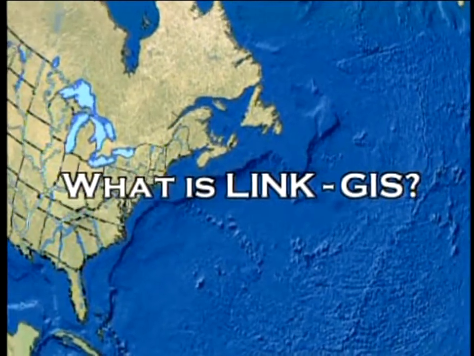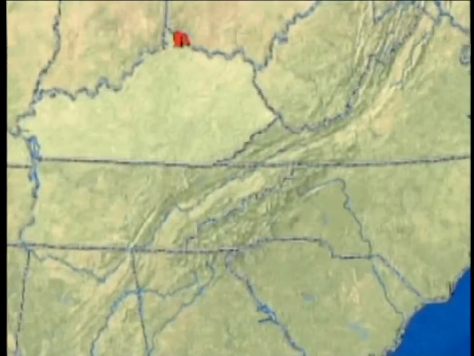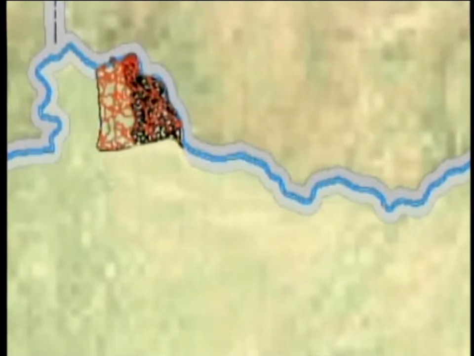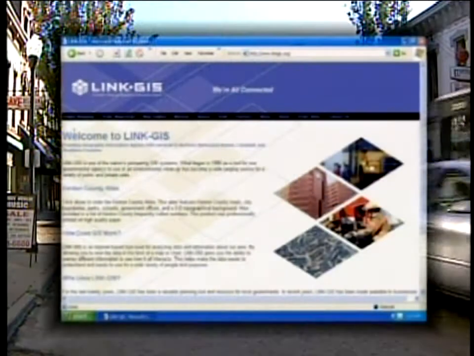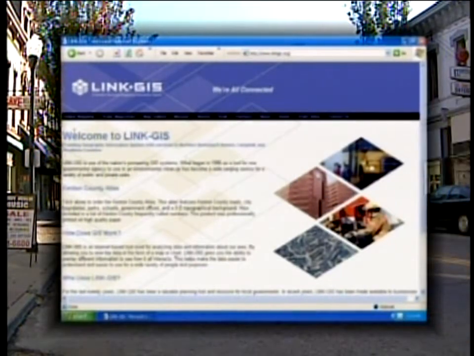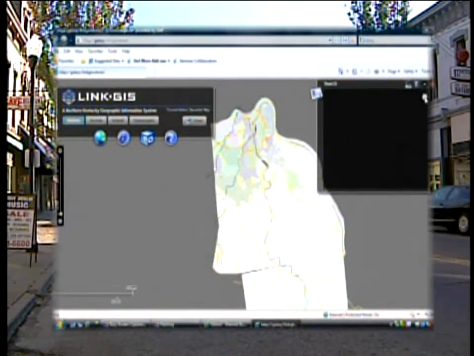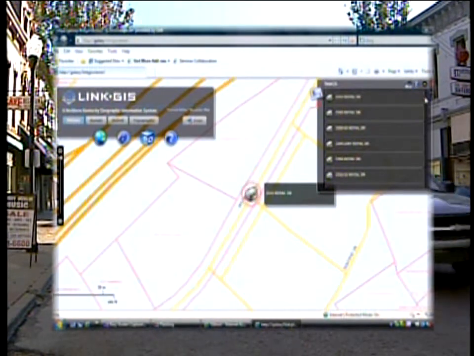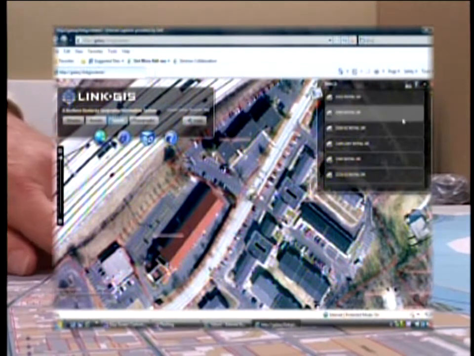What is Link GIS? Link GIS is a Northern Kentucky geographical information system serving Kenton and Campbell counties. GIS is a computer-based tool used for recording and analyzing information that can be presented in the form of a map or report. Link GIS is one of the nation's pioneering GIS systems, dating back to 1985.